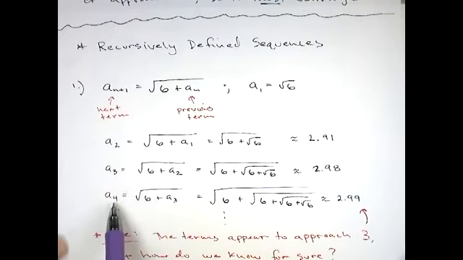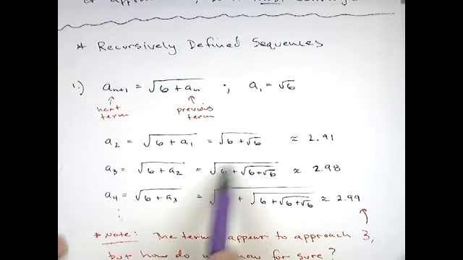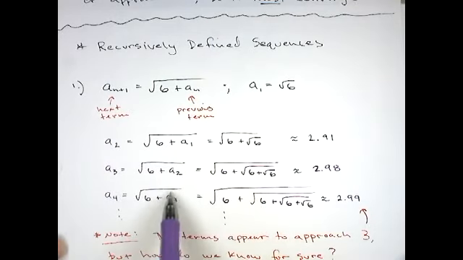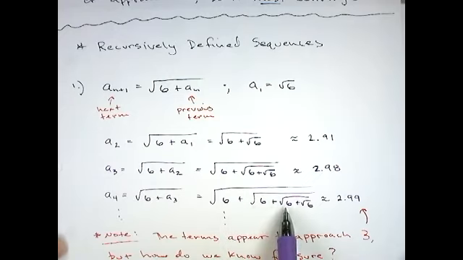One more term. If I want to find out what a sub 4 is, as you've seen, I'm basically going to take a sub 3, the term before that, and put that in right here, right? I'm going to put that in for a sub 3. And you start to see this is going to be like an infinite square root of 6 plus root 6 plus root 6 plus root 6. Okay, carried out to the fourth term, that comes out to be 2.99.